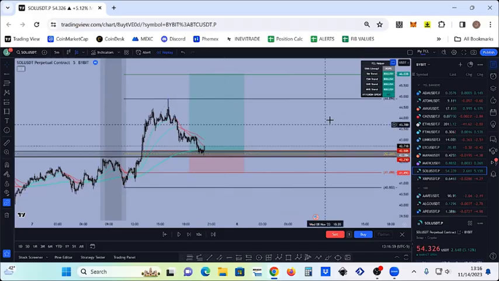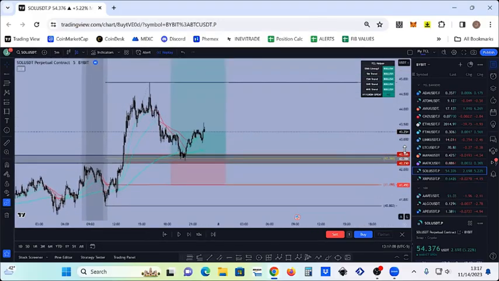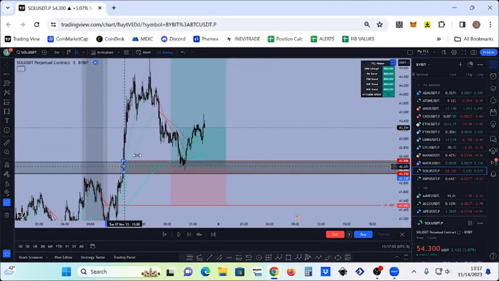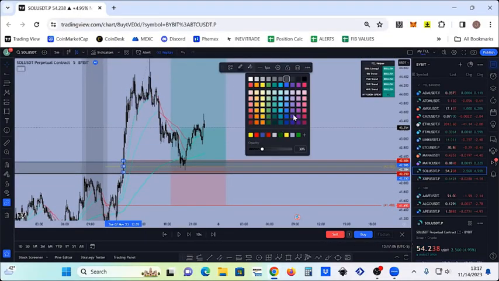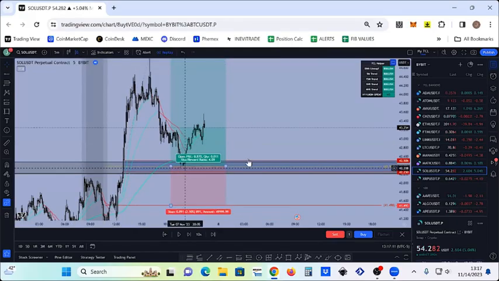Okay, so let me point this out. It made perfect contact with both the fair value gap and the support and resistance zone. Sniped entry.